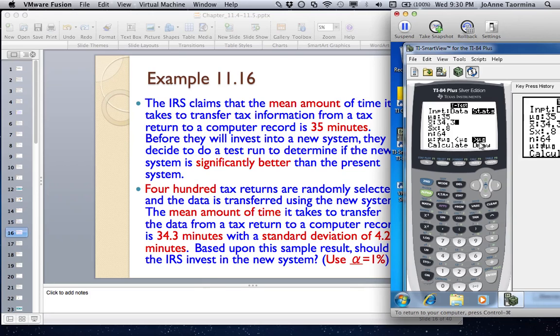So let's see. Sx is 4.2. Sample size is 400. And the direction of our test is on the left, so we're going to use the less than symbol and calculate. So we have a p-value. Now take note that there's scientific notation at the end of that value on the calculator.